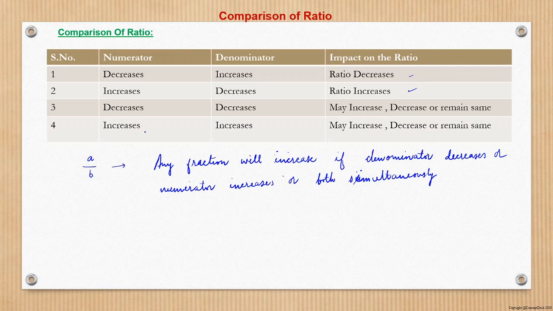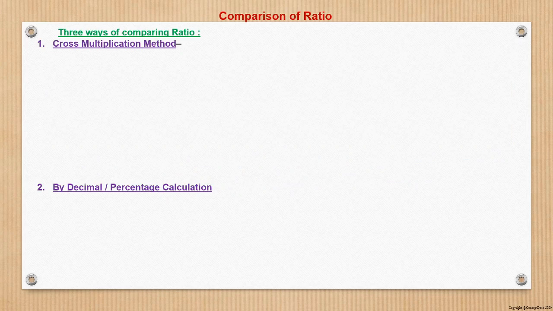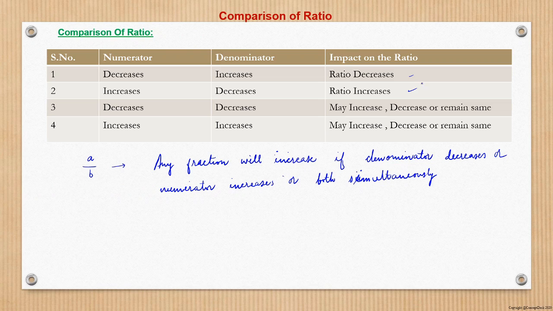Similarly, when the numerator increases and the denominator also increases, then we cannot say for sure what will happen to the resultant ratio. It may increase, decrease, or remain the same. Right. So that we will see later on in greater detail. Now, for the first two cases, we know for sure what will happen. But what will happen in the third and fourth case?